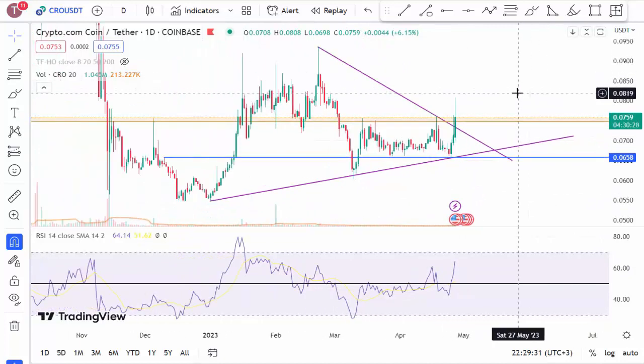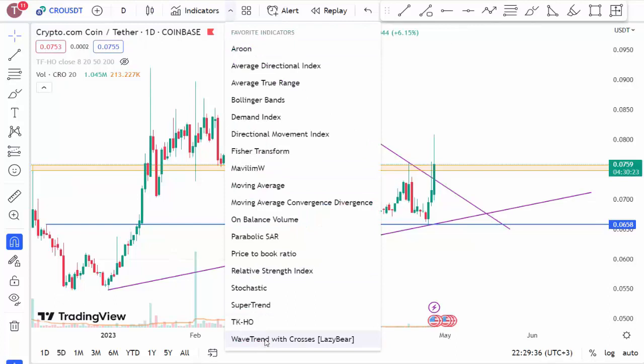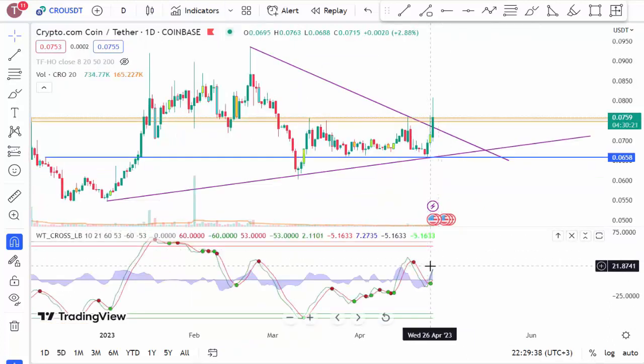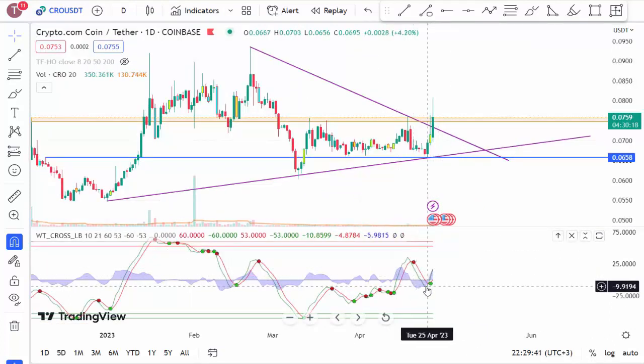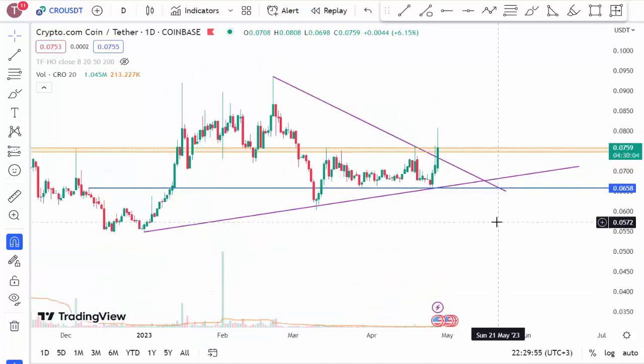Now, let's look at our RSI indicator. RSI breaks the 50 level seriously, and we can say that it gives us a buy signal in a nice way. Finally, if we look at the wave trend indicator, we can interpret this as a slight buy signal because there has been a nice breakout at the middle levels of the wave trend. So, we can say that there is a really good buying opportunity for this coin right now.